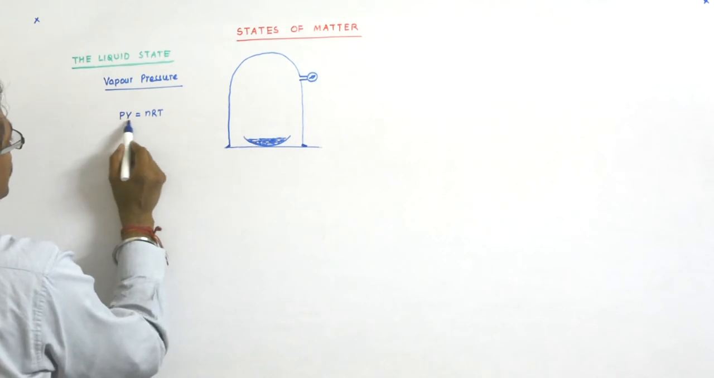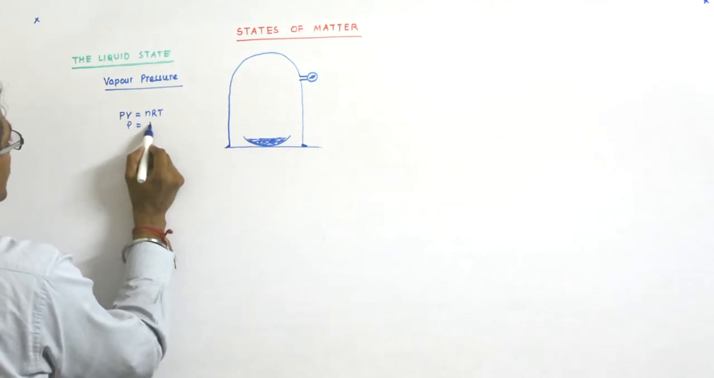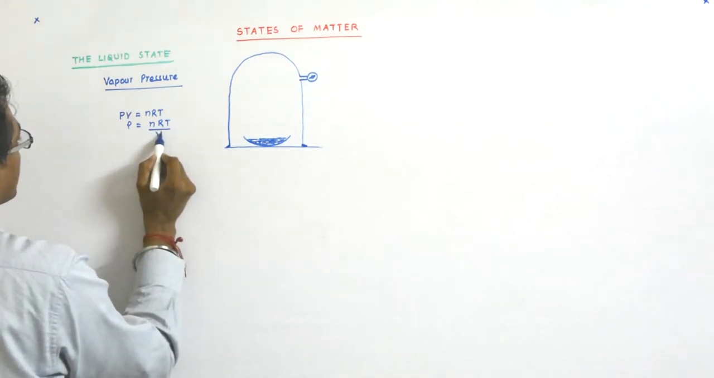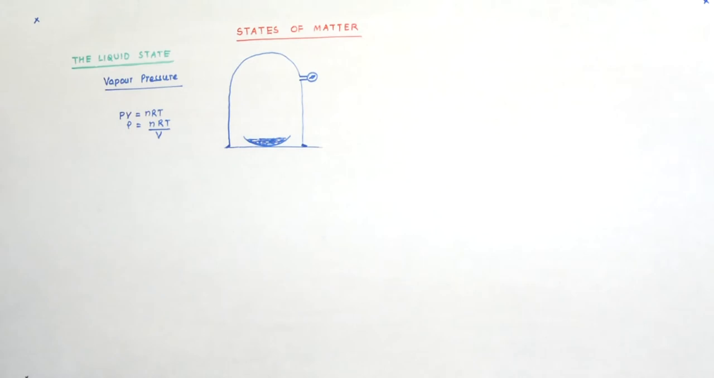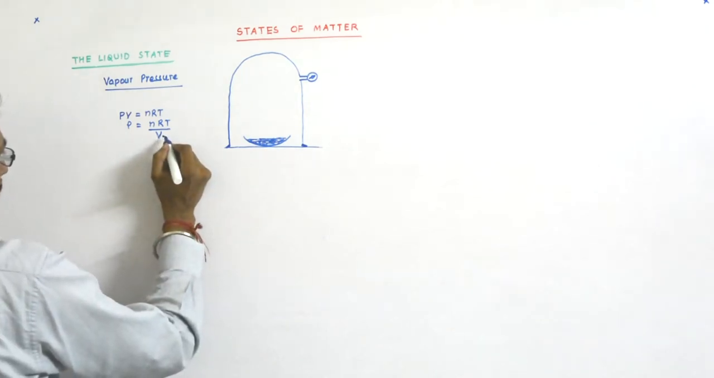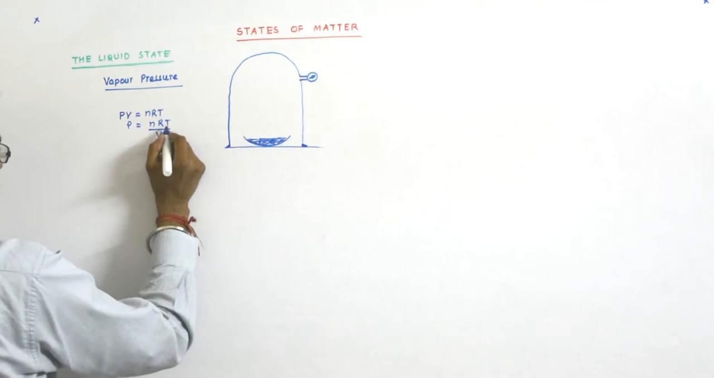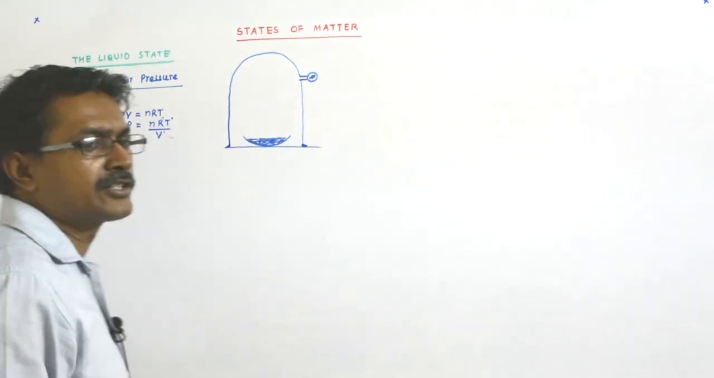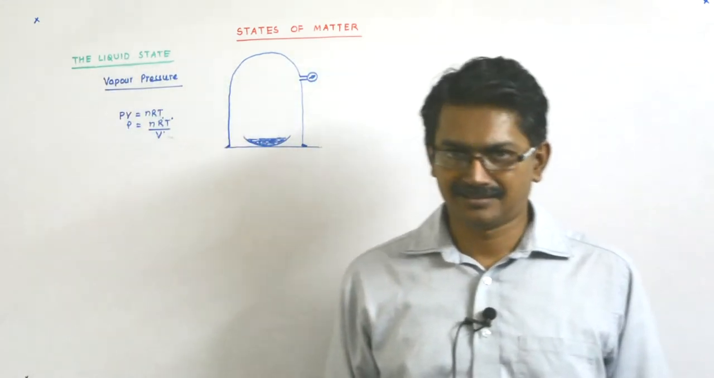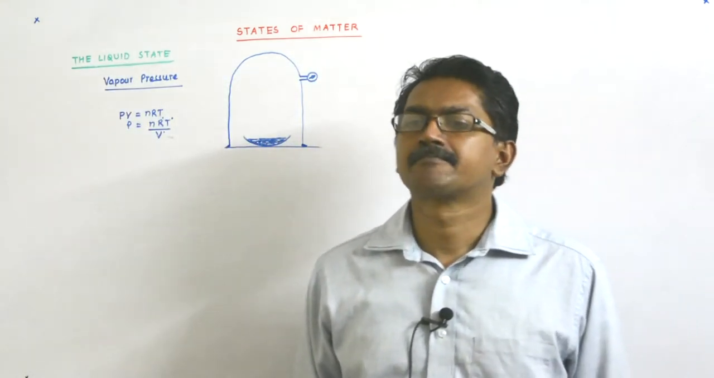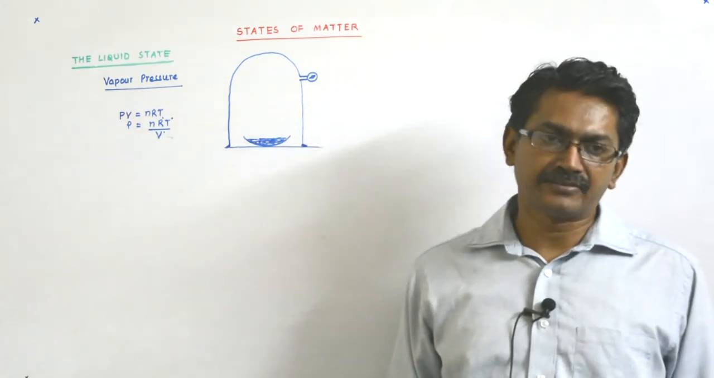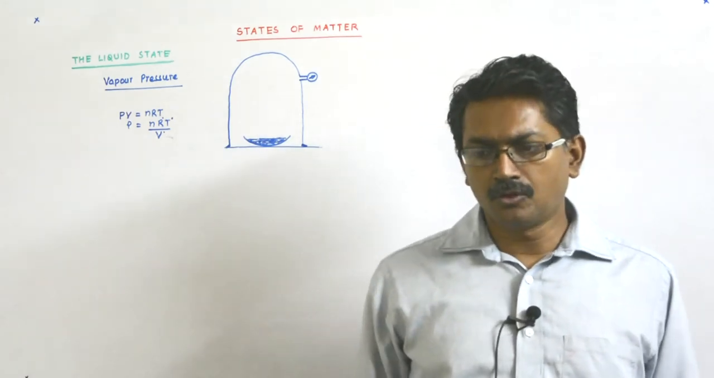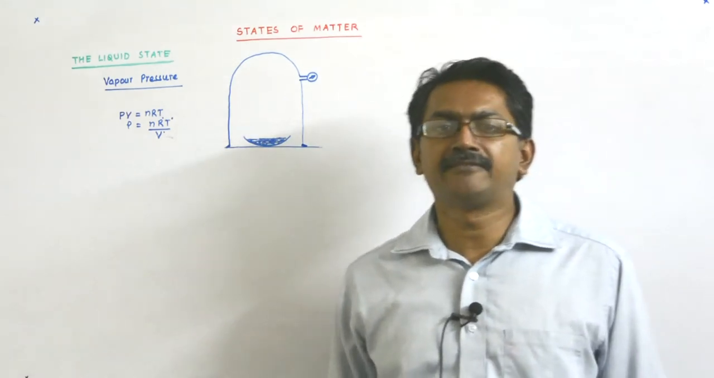nRT. So P is equal to nRT upon V. V is a constant. T is a constant. R is a constant. So what should lead to an increase in pressure? N. Now, how does N increase if I've sealed it? It must be due to a process called evaporation of water.